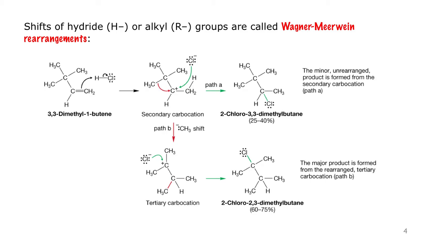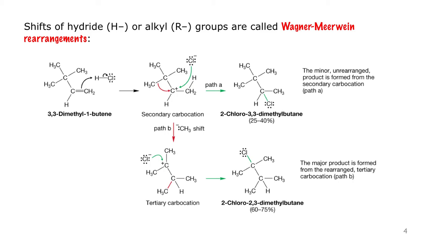In a broader sense, these rearrangements are often referred to after the pioneering German chemists Wagner and Meerwein, who studied these. Whenever hydride or even alkyl groups shift, we call them Wagner-Meerwein rearrangements. So here's a similar reaction. This is a slightly different substrate. Compared to what we saw on the previous slide, we now have a methyl group here in this position.